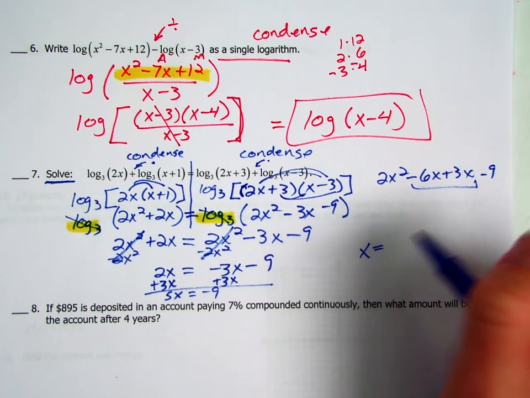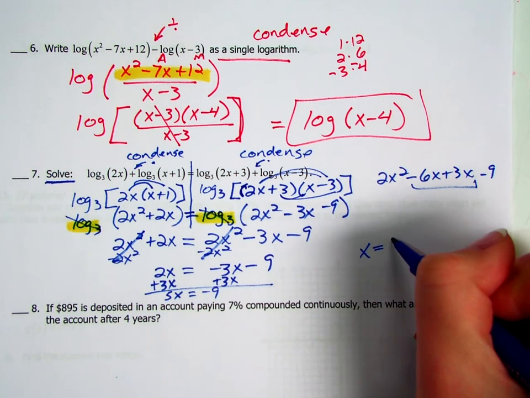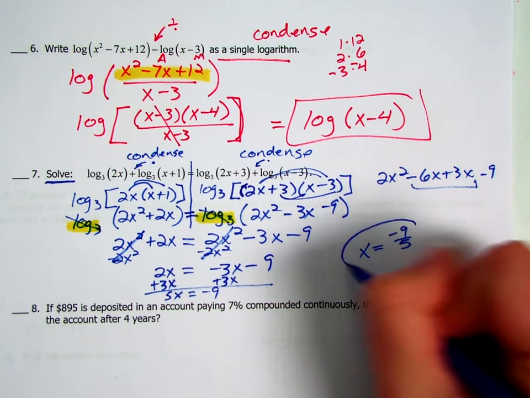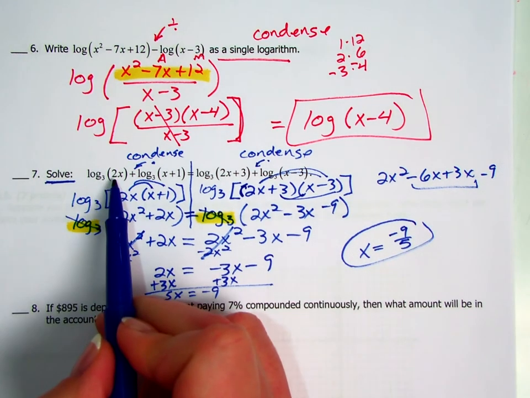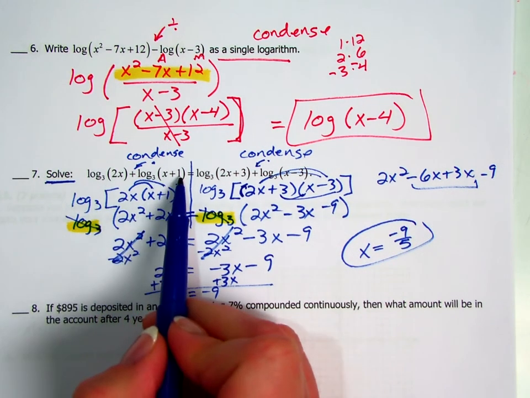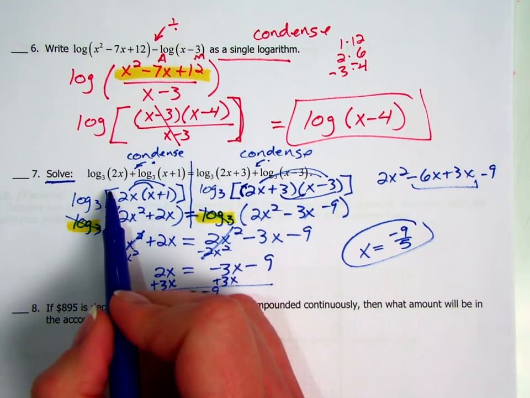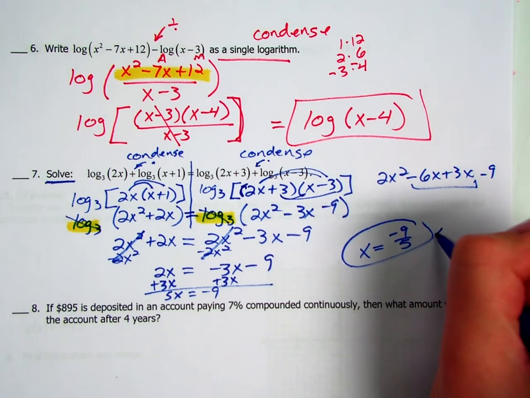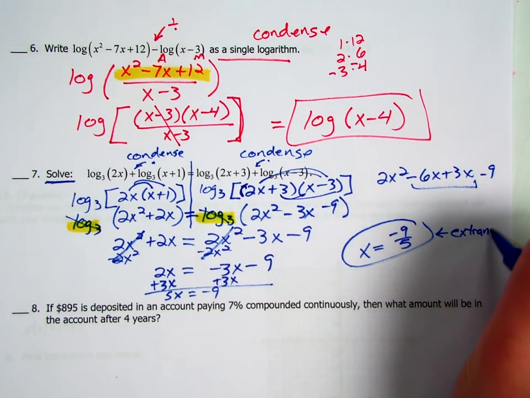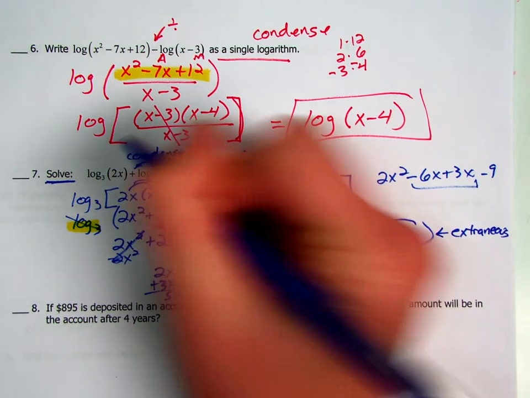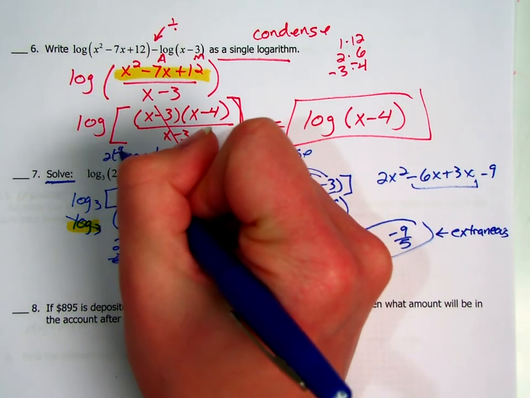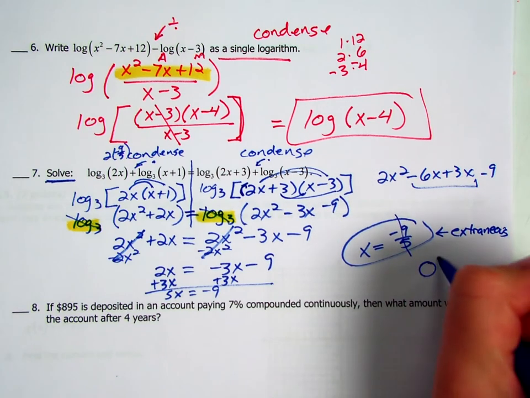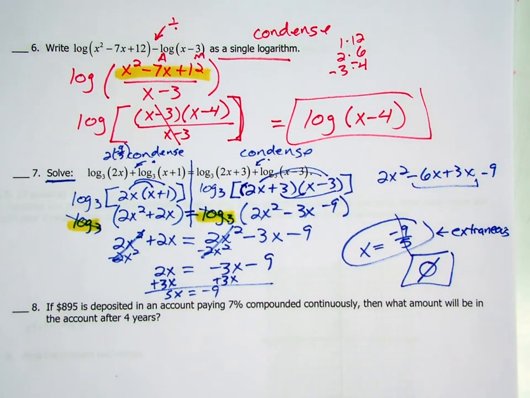So we get x equals, we would divide by 5, so it would be negative 9/5. Now we should check and see whether or not that actually plugs in to give us positive numbers on the inside. So 2 times negative 9/5 would be a negative number, so that means that's an extraneous solution, because 2 times negative 9/5 would give me a negative number, and we can't have a log with a negative number on the inside, so my answer really is no solutions.